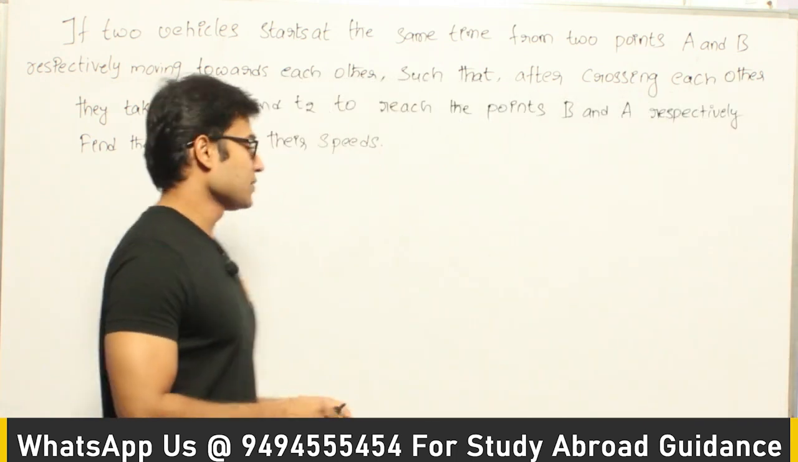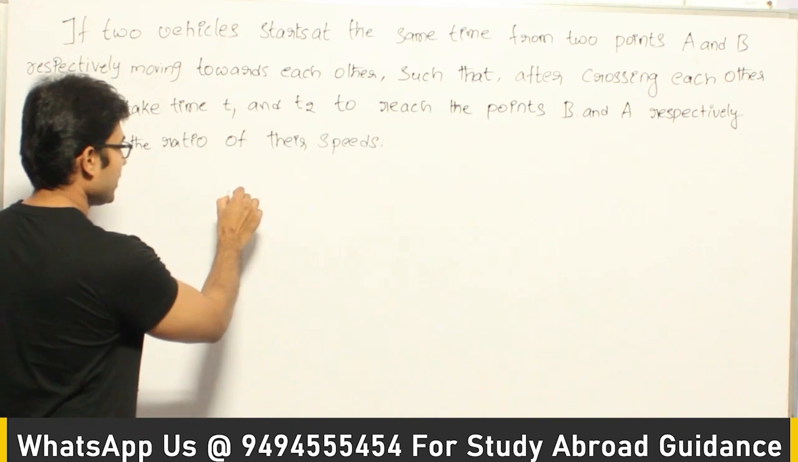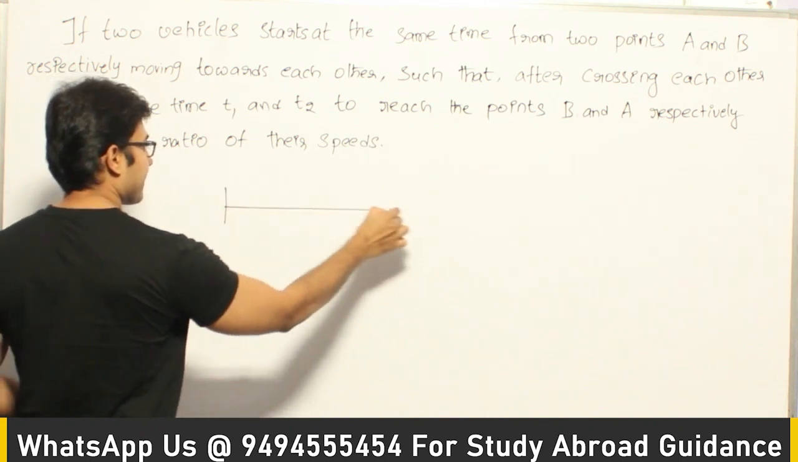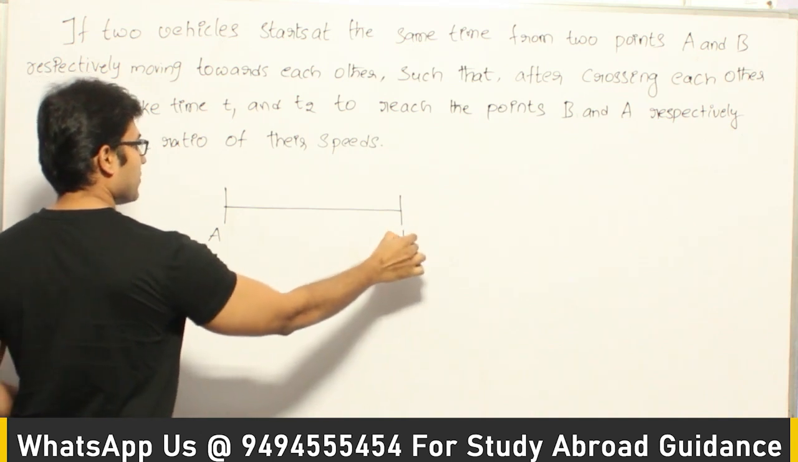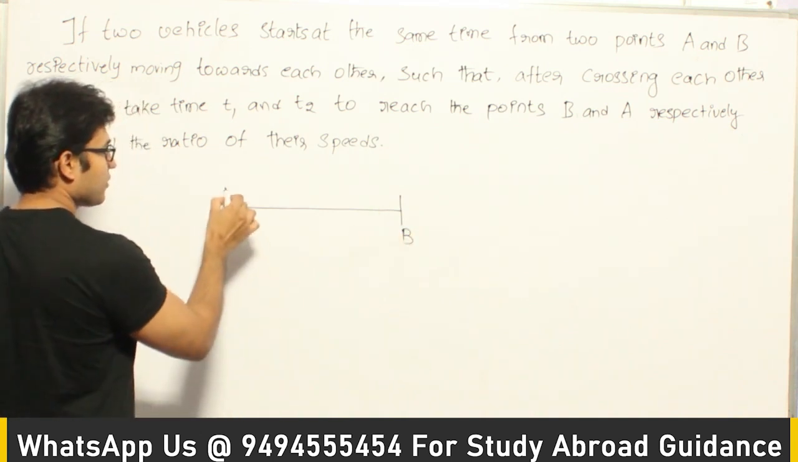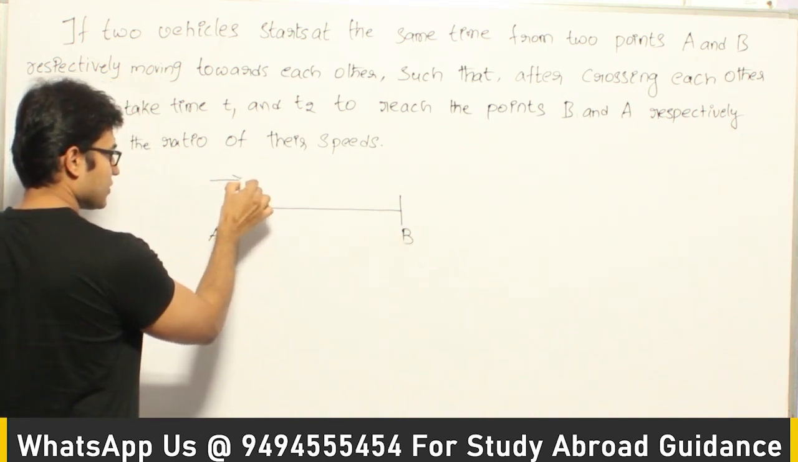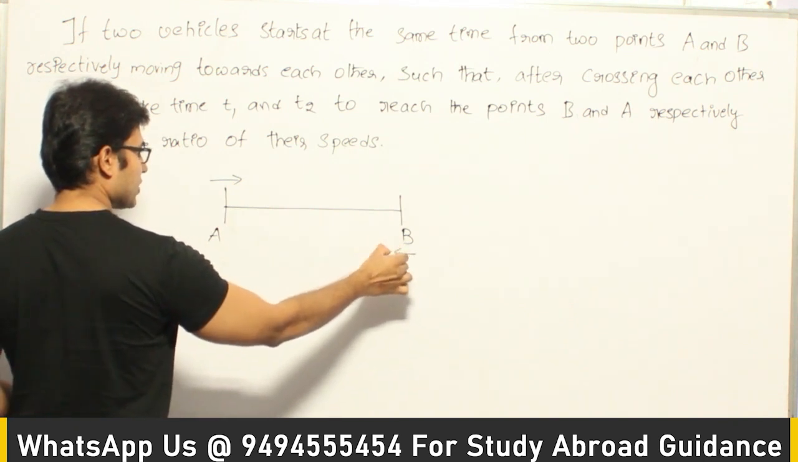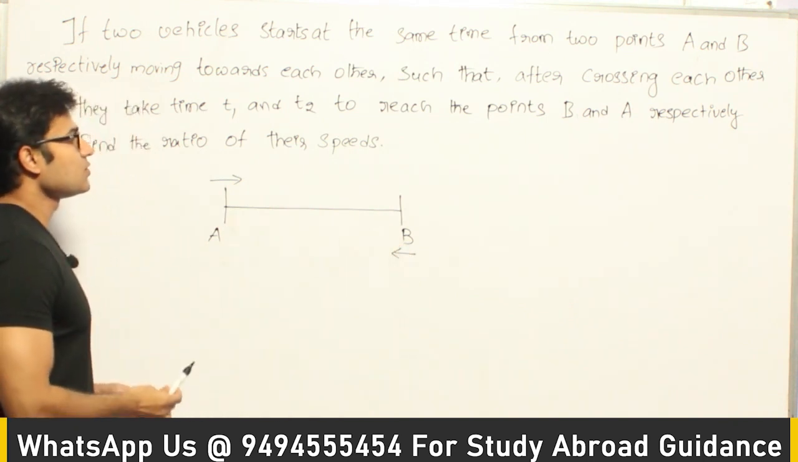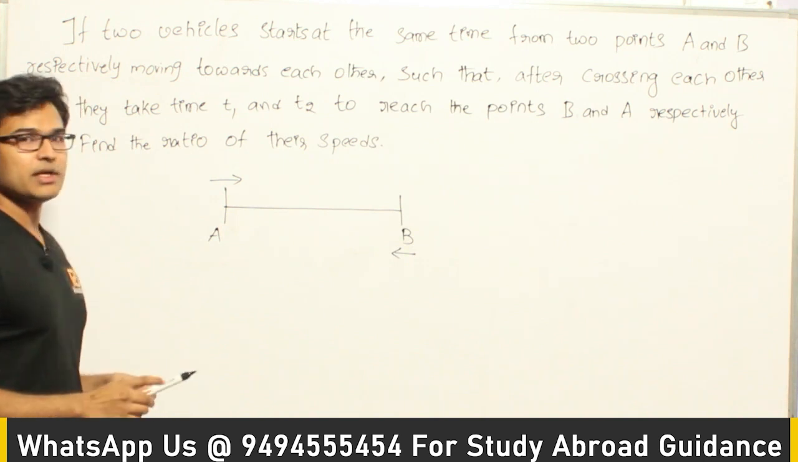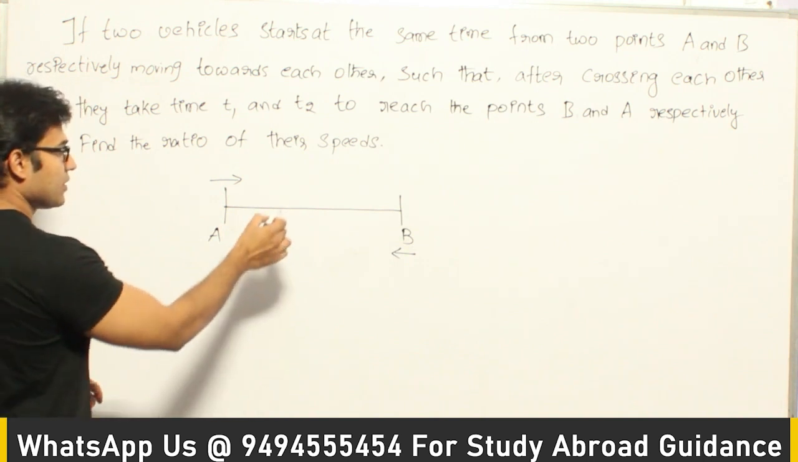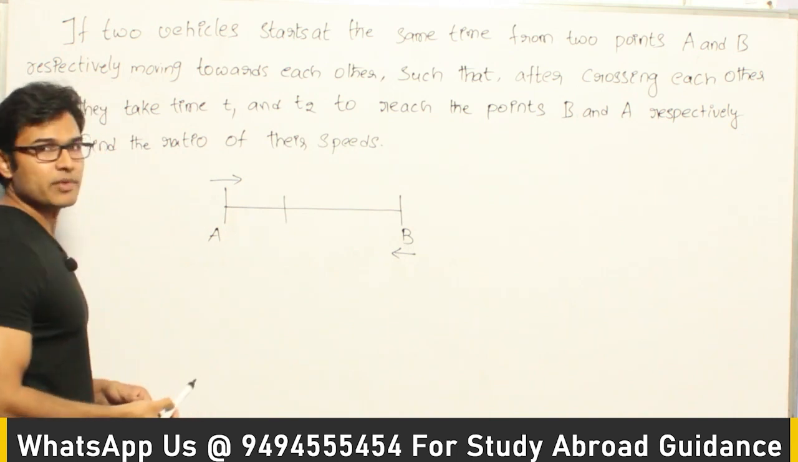So what they are saying is, we have two points like this, A and B. Now two vehicles are traveling in opposite directions. One is coming from this side and the other from this side, and the speed is not known, but they are going to meet at some point. Let us say this is the point at which they are going to meet, right?